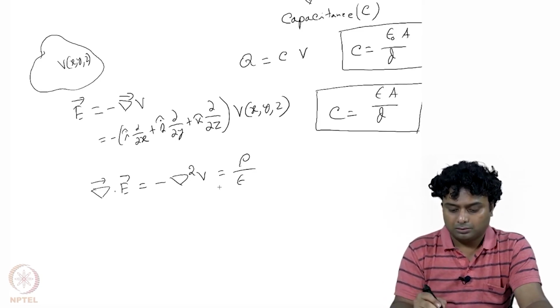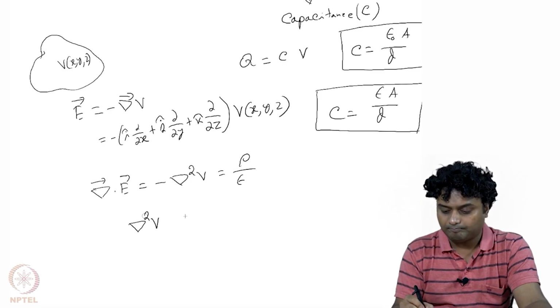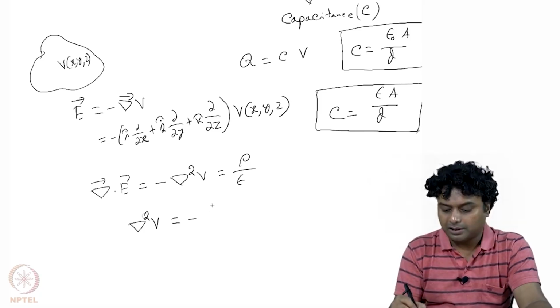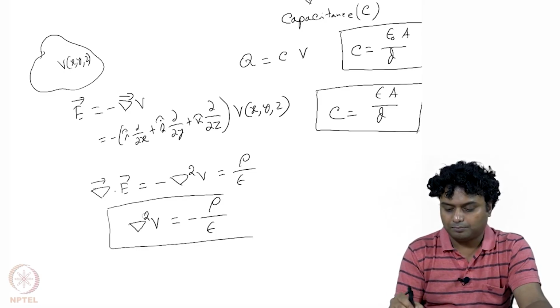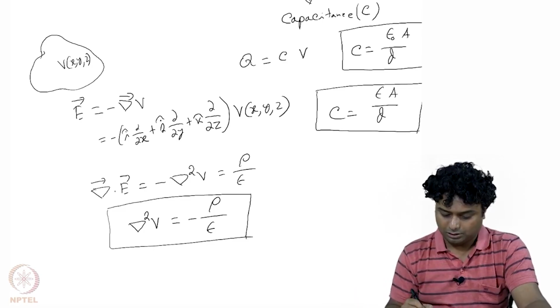Now del square V, or Laplacian of V, is equal to minus rho by epsilon, and this is known as the Poisson equation. Okay.